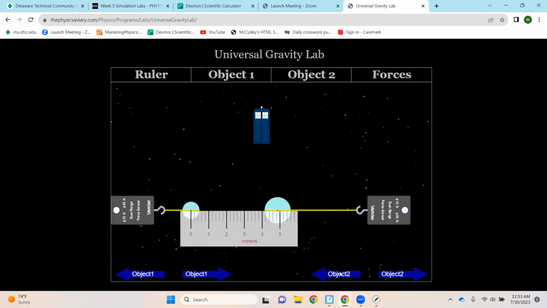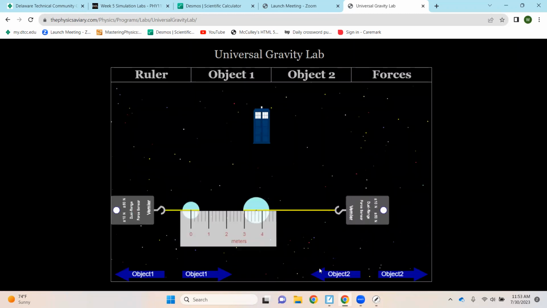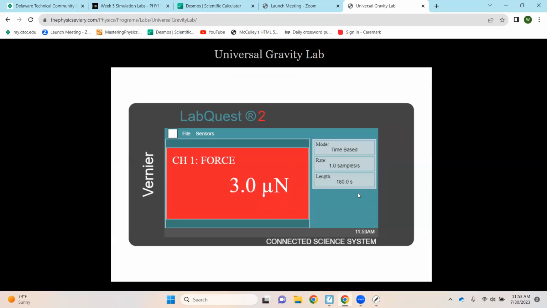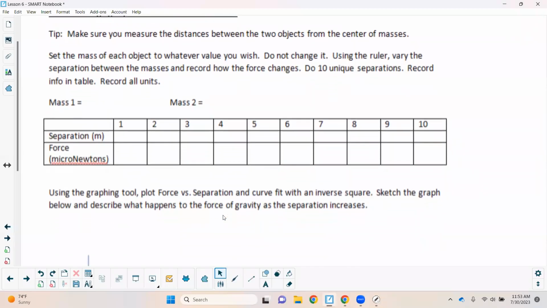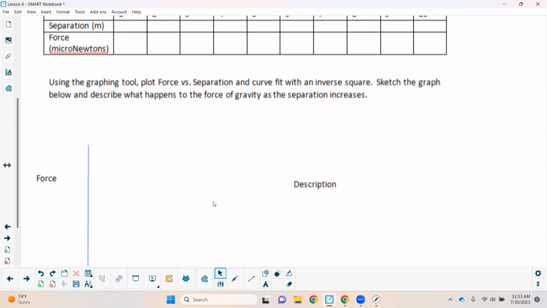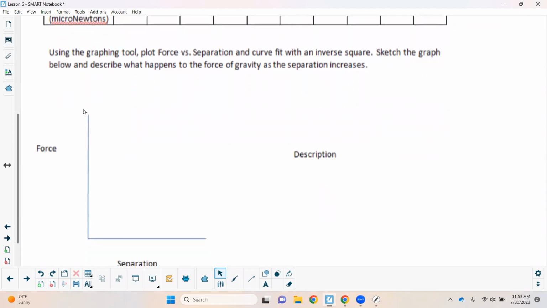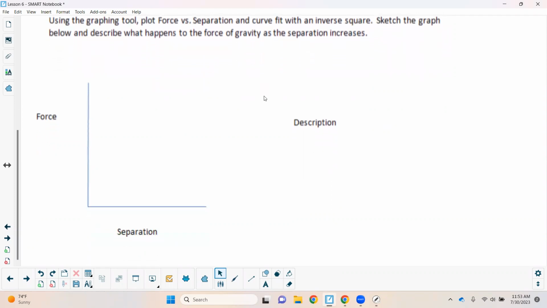So you're just going to do that and keep moving these things either closer or further away. It doesn't really matter. If you move them further away, it might get too small. But you're going to keep doing this and record 10 different data points. And then once you get those data points, you're going to graph it. So going back to here, it says use the graphing tool on the utility. And then you're going to take a screenshot of that graph and show me a sketch of it here. So you're just going to draw a sketch on your paper, and you're going to write a description and say what's going on.